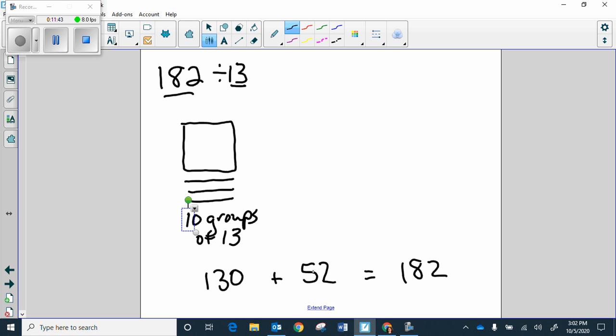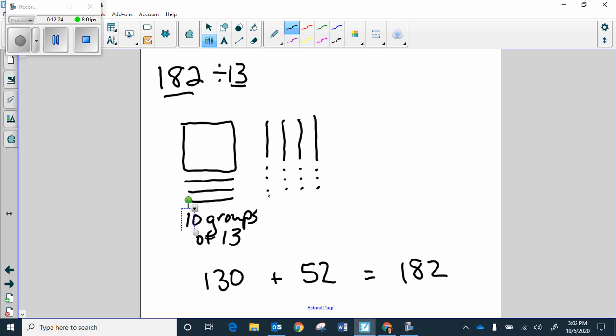So then I have to figure out, well, how many groups of 13 will there be in 52? Well, I know that there are going to be at least, I'm going to guess 4. Let's try it here. So here would be 13 plus 10 more would be 23, 24, 25, 26. 26 plus 10 more would be 36, 37, 38, 39. 39 plus 10 more would be 49, 50, 51, 52. That's the number I'm looking for.